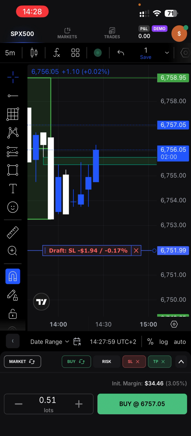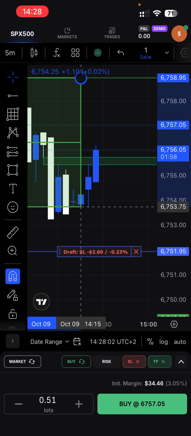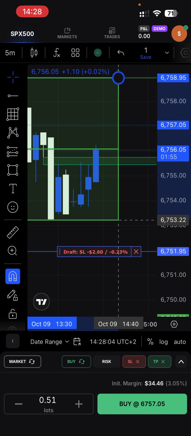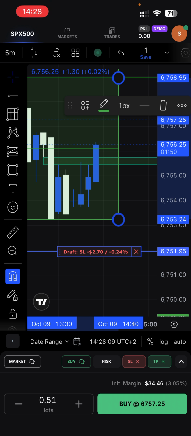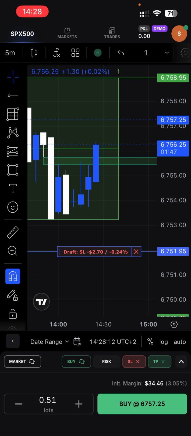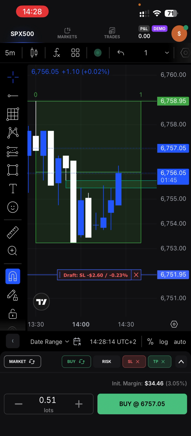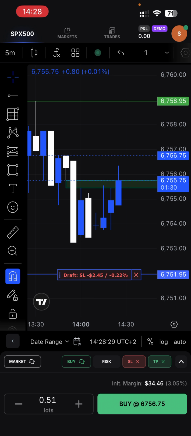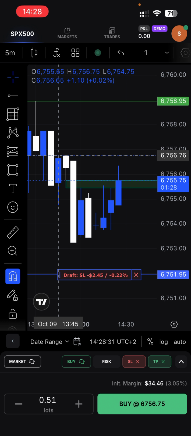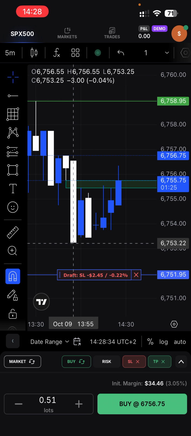Also, this is way too thick. I need to be thinner. So we are in a discount now. Does that mean I can buy? Like, what does an equilibrium even do, bro? Oh, I also marked it out completely wrong. What am I doing? So, this is a high right here. That's a low. That's a high. That's a low.